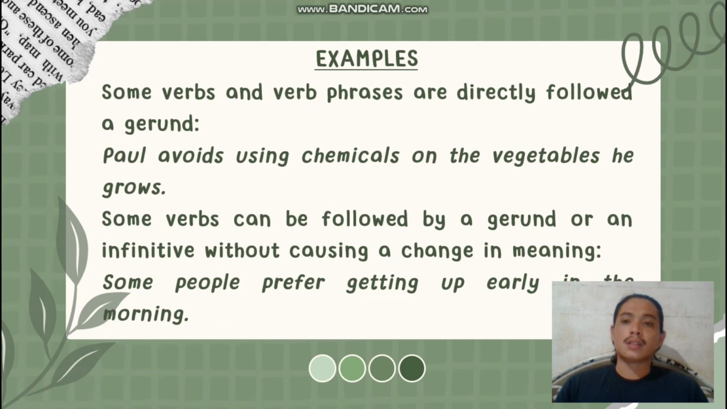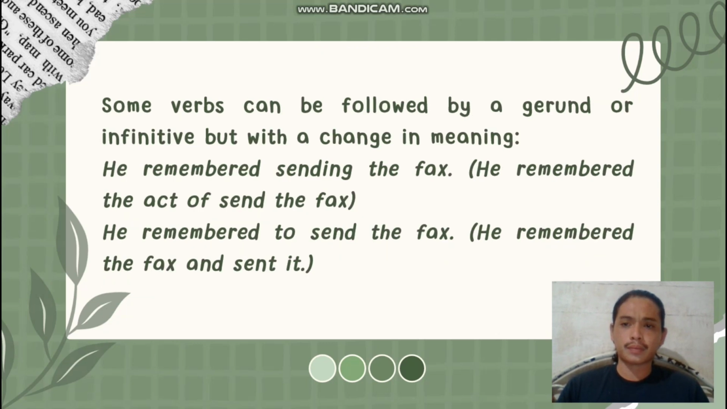Examples: some verbs and verb phrases are directly followed by a gerund. Paul avoids using cosmetics on the vegetables he grows. Some verbs can be followed by a gerund or an infinitive without causing a change in meaning. Some people prefer getting up early in the morning.